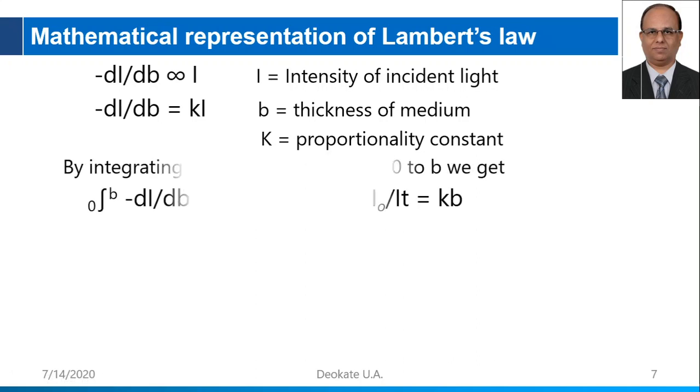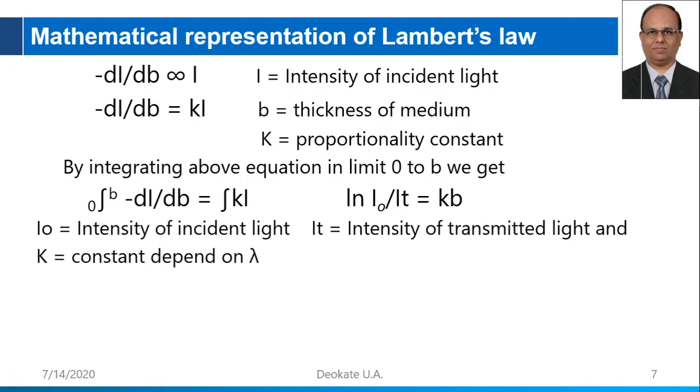By processing mathematically, that is by integrating the above equation with limits 0 to B, where 0 to B is a path length starting from 0 and ending with a particular thickness B, we get the equation like this. When we solve this integration, we get one natural logarithm equation: ln I0 upon I_T equals K B. Here I0 is the intensity of incident light, I_T is the intensity of transmitted light, and K is a constant which depends upon the wavelength.